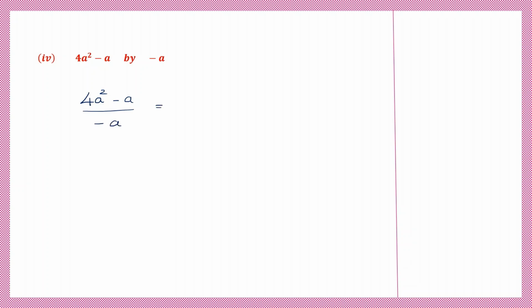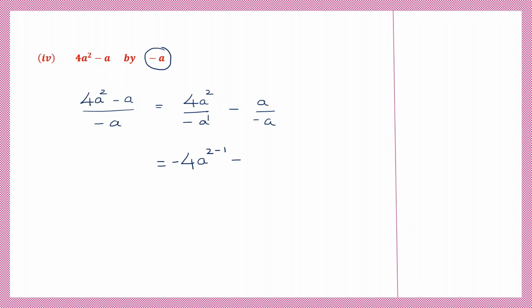So let's divide the first term 4a square by minus a, then the second term by minus a. Each time you're going to divide by the divisor. Each term should be divided by the divisor. So let's do this first one. We're going to do the exponent form. So 4a to the power of 2. Now I have 1 here. If I'm going to take it up, it becomes minus 1. And we have a minus sign. On the other side, we have minus.